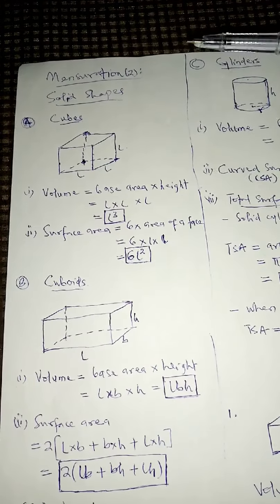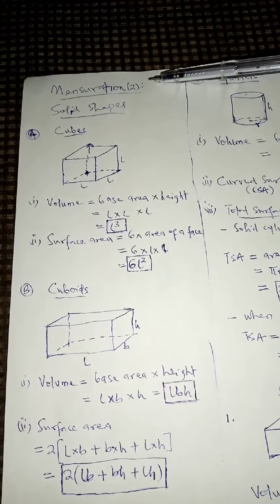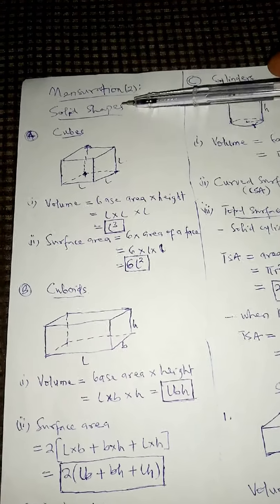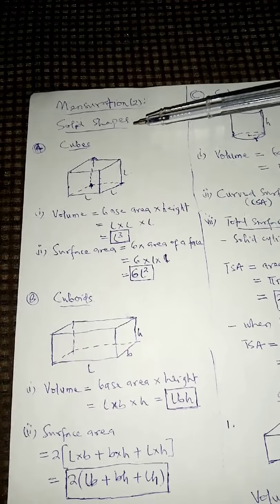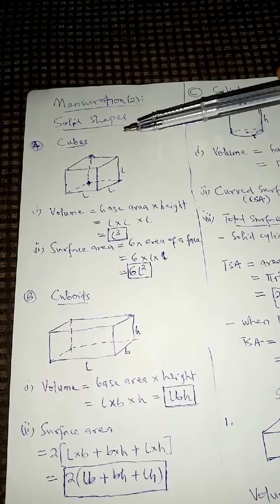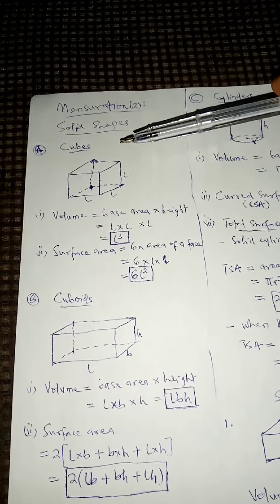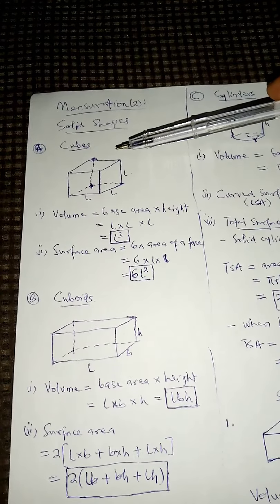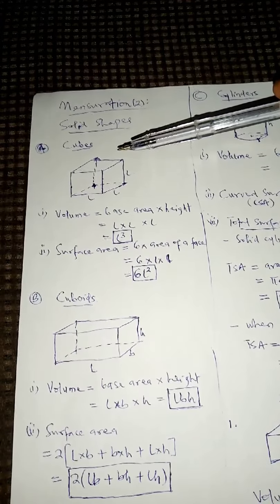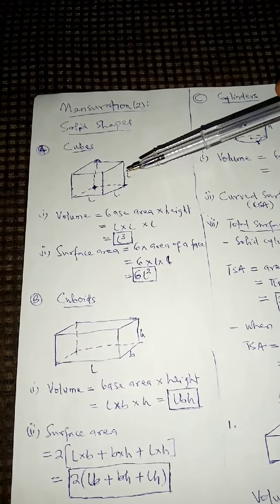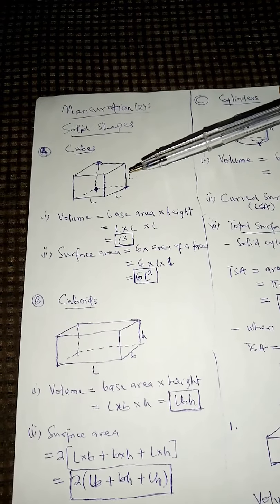Good afternoon, class. Today we'll be discussing the second part of mensuration, where we'll be talking about surface areas and volumes of solid shapes. We'll start with prisms. Prisms are solid shapes with uniform cross-section, like cubes, cuboids, cylinders, triangular prisms, and others that we'll talk about.